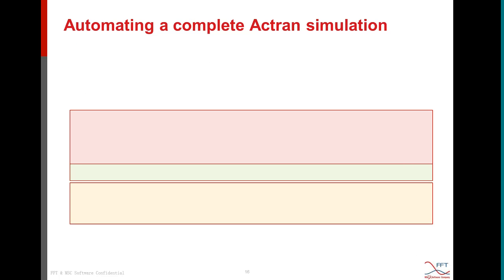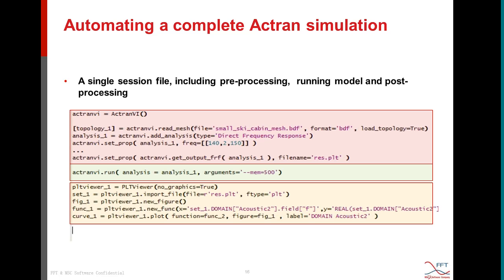And then the next usage is automating a complete Actran simulation. If the pre- and post-processing steps of a typical analysis are already automated, then we can simply add the running of the model into that chain. So the running of the model is in the middle of this session file here. We see that three different steps can be merged into a single session file by using the run function to directly obtain this solution.